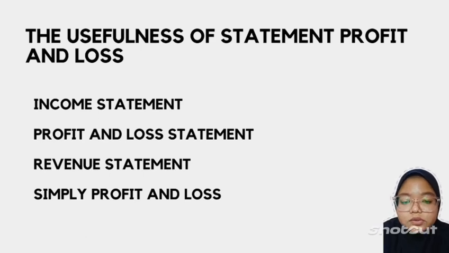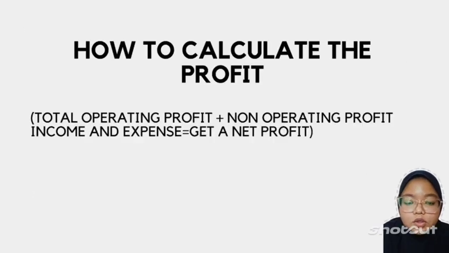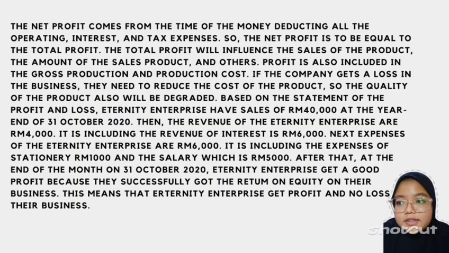The usefulness of the statement of profit and loss: 1. Income statement. 2. Profit and loss statement. 3. Revenue statement. 4. Simply profit and loss. How to calculate the profit? Total operating profit plus non-operating profit, income and expense equal net profit. The net profit comes from the total of the money after deducting all the operating, interest and tax expenses.